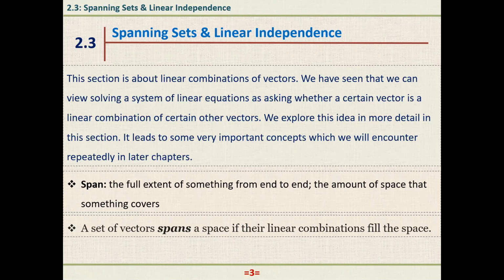Here we have to know the meaning of span. In the dictionary, it is the full extent of something from end to end, or the amount of space that something covers. But when we say a set of vectors spans a space, every point in that space is represented by a certain vector. That means the space is filled by a bunch of vectors, of course maybe infinitely many.